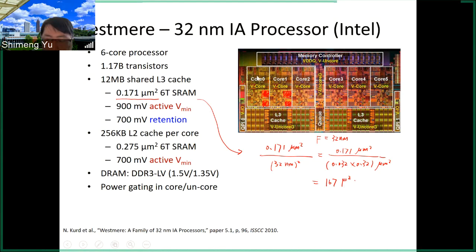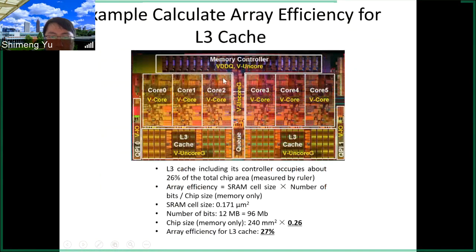And also from this example, we can estimate the array efficiency. So we can do the array efficiency calculation for the L3 cache. How do we do that? The L3 cache is here. The array efficiency of the L3 cache means the area percentage occupied by the SRAM cells over the L3 area in total, like this, in total.